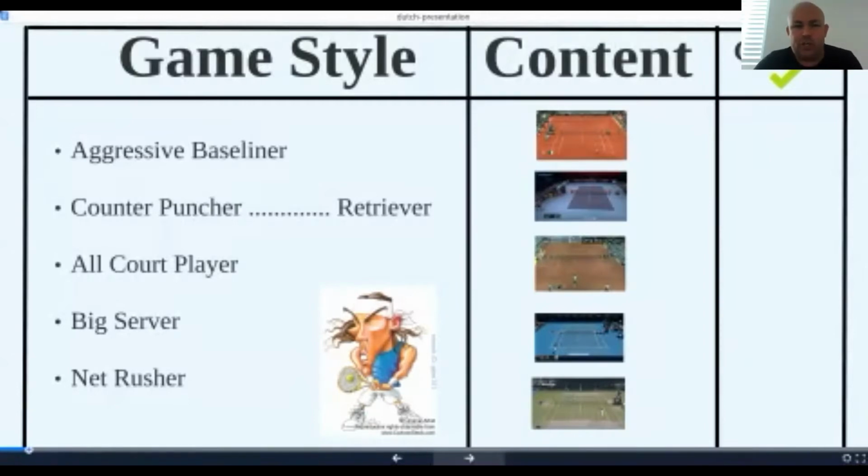So what I'm going to share with you, first of all, is just an example, just one, of something tactical that an aggressive baseliner does maybe more frequently than a counterpuncher. They do more frequently than an all-court player, more frequently than a big server. So this is the first clip I want to show you.